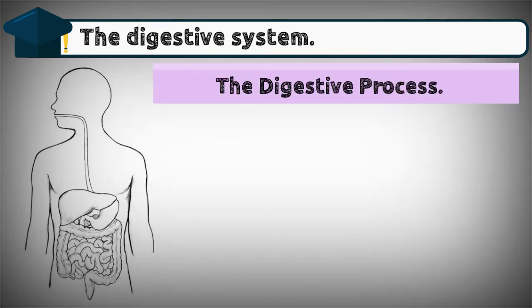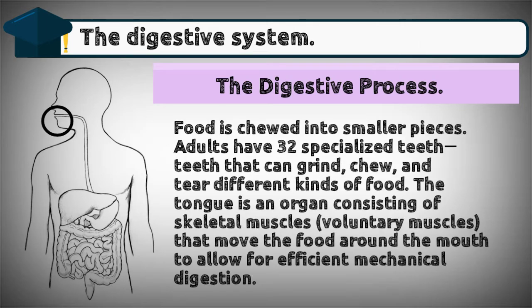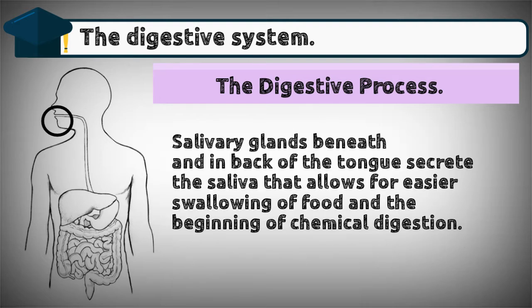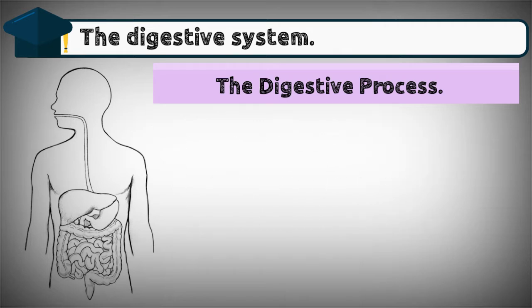The digestive process. Mouth. Food is chewed into smaller pieces. Adults have 32 specialized teeth that can grind, chew, and tear different kinds of food. The tongue is an organ consisting of skeletal muscles, voluntary muscles, that move the food around the mouth to allow for efficient mechanical digestion. Salivary glands beneath and in back of the tongue secrete the saliva that allows for easier swallowing of food and the beginning of chemical digestion.